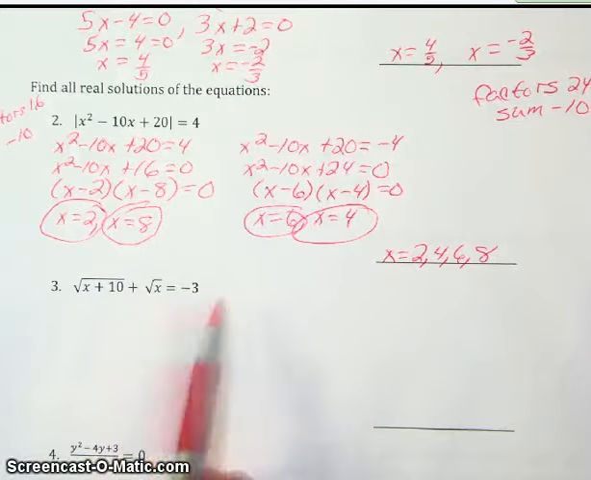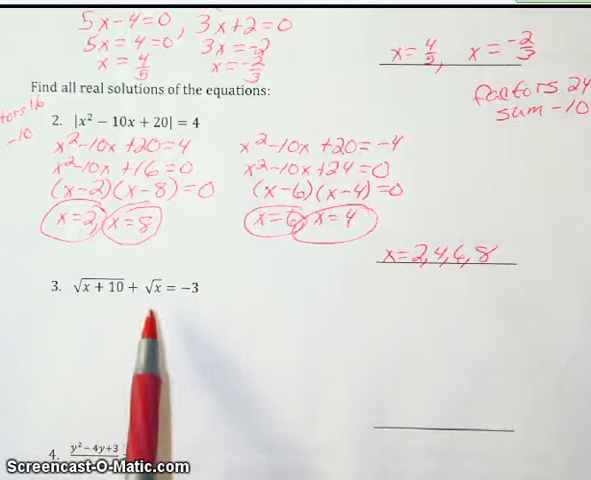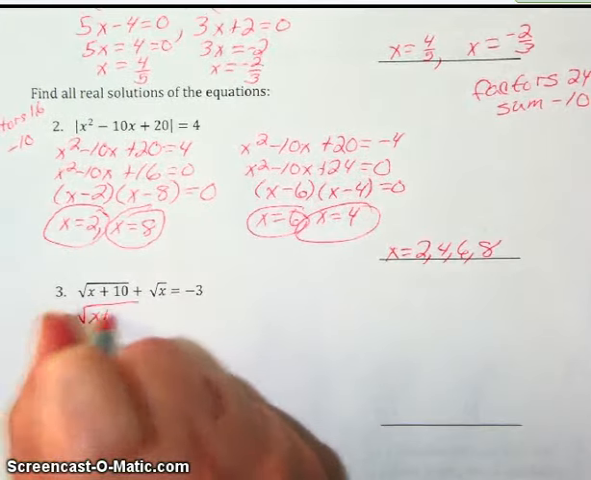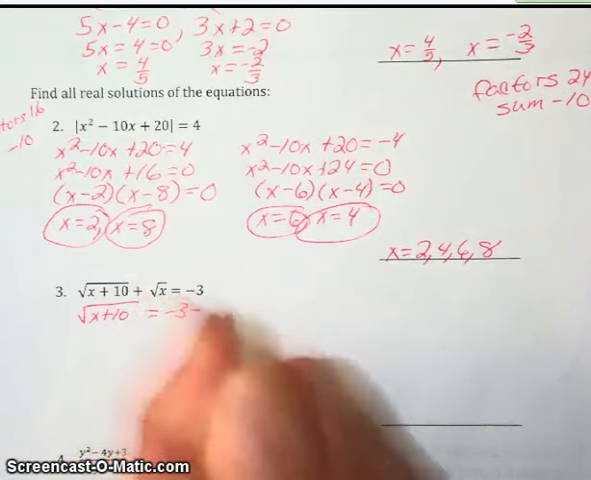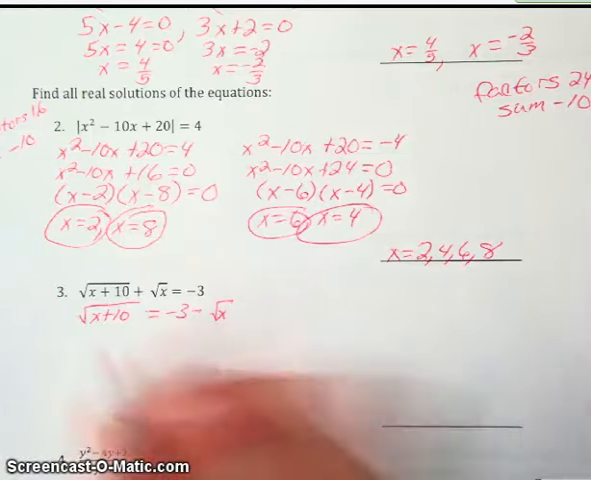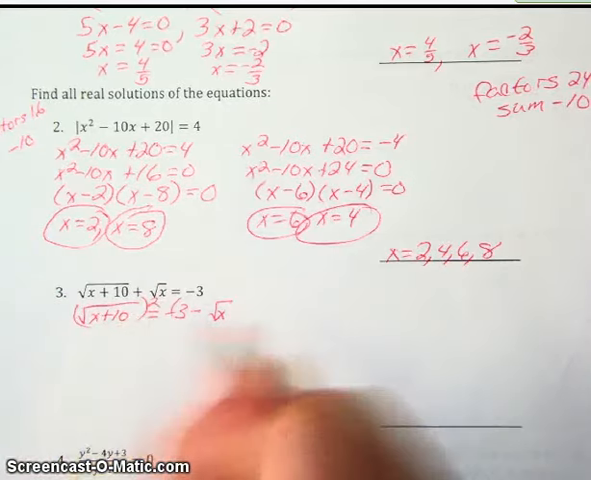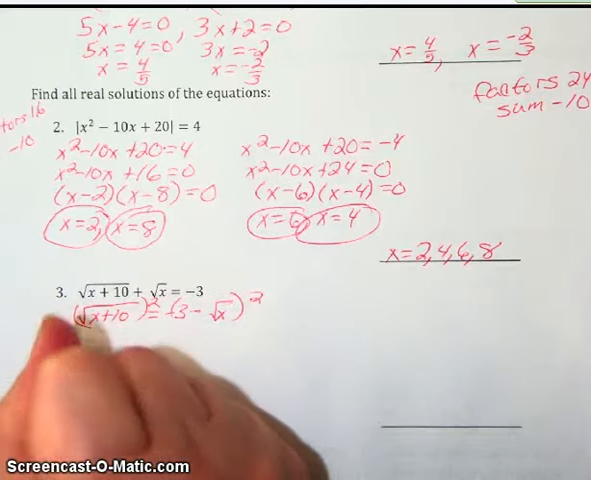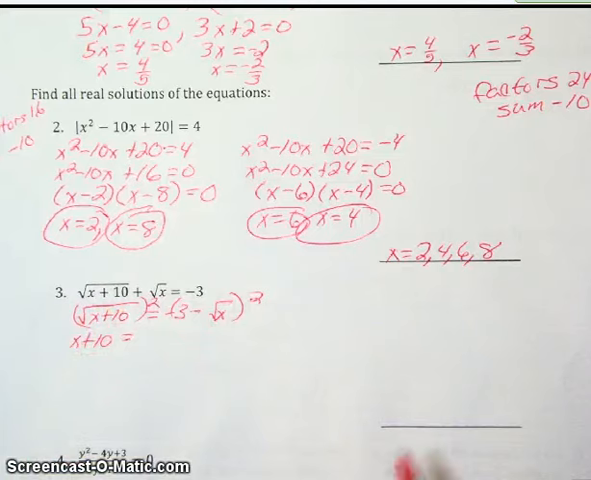First thing I want to do is get x's on opposite sides of the equal sign. So I'm going to subtract square root of x to put it on the other side. Then I want to square both sides. All right, so when I square the left, that's only one term. The square undoes the radical. When I square the right, that's 2 terms, so you have to use the binomial squared formula, okay?